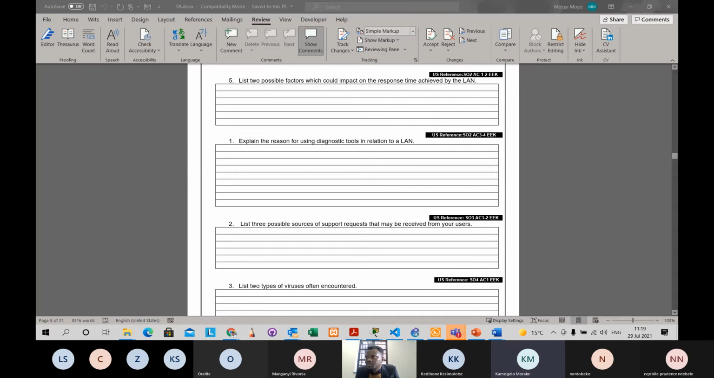Kamo? Sam. Yeah. I can say it's throughput and latency, Sam. Yes, so throughput basically is just the speed of a network, right? Like how fast the network is, the speed, that's the throughput. So it really doesn't answer my question, right? My question is, list 2 possible factors which could impact on the response time or the speed of the network. So I'm looking for something that can affect the speed of the network, because the throughput is just the speed of the network.